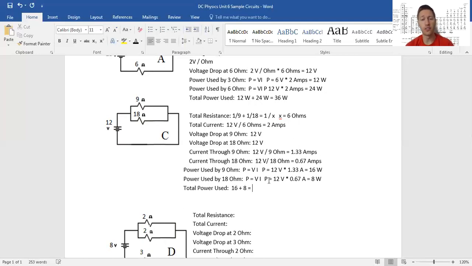Total power being used here then is going to be 16 plus 8. It equals 24 watts. We could have also figured this out right from the beginning as well. So again, if you think about the total circuit in general, we have 12 volts of motivation. We have 2 amps moving. So 12 times 2 is 24 watts. Here we just divide it up amongst the different resistors. We're saying that the 9 ohm resistor is going to be doing 16 watts and the 18 ohm resistor is going to do 8 watts. But again, we could have solved for the whole circuit right away.